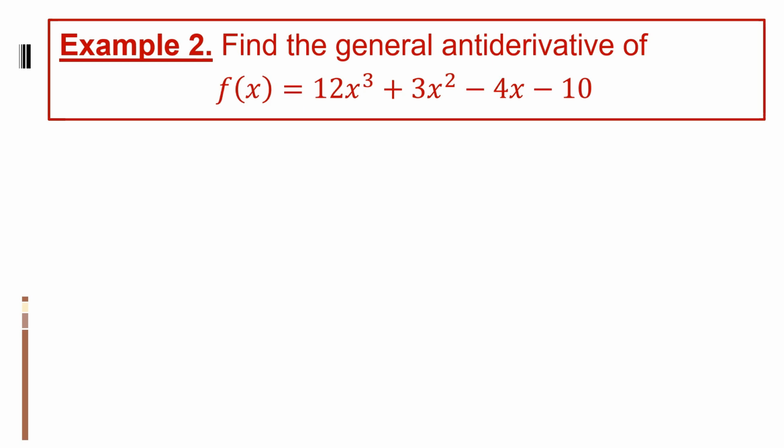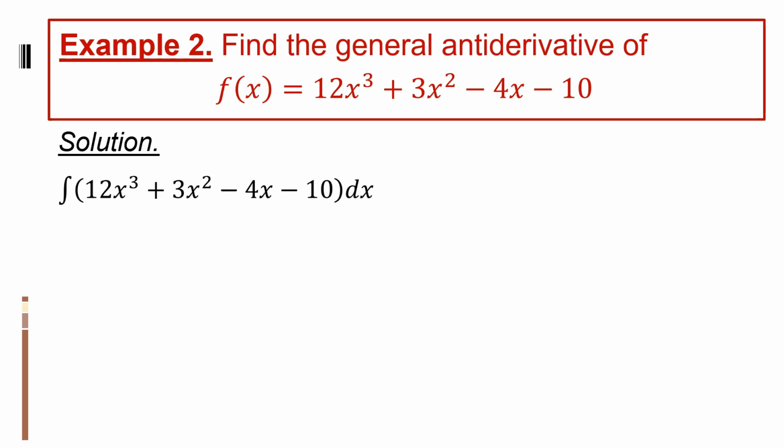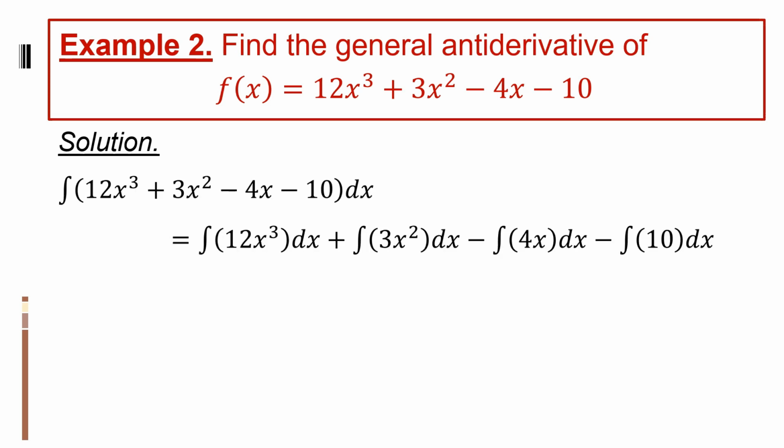Example number 2. Let's find the general antiderivative of 12x cubed plus 3x squared minus 4x minus 10. So, for our solution, okay, paghiwalayin natin yung mga terms. So, integral of 12x cubed dx plus the integral of 3x squared dx minus the integral of 4x dx minus the integral of 10 dx. Then, ilabas yung mga constants.